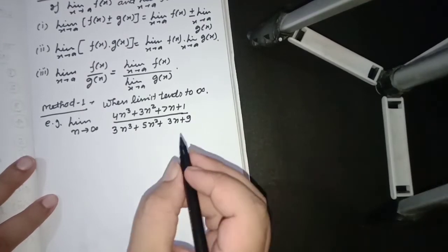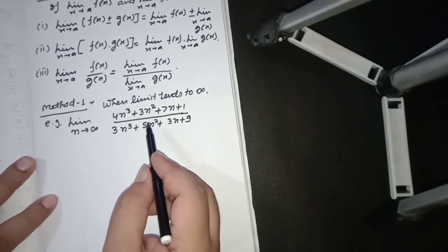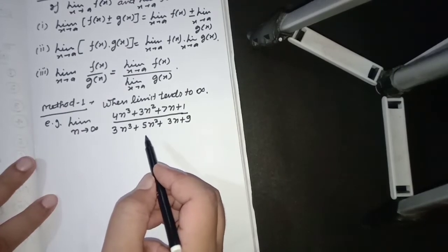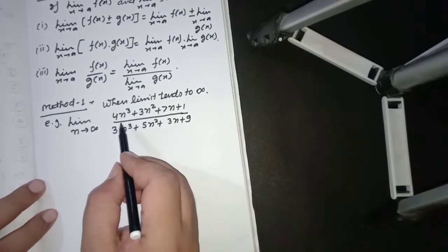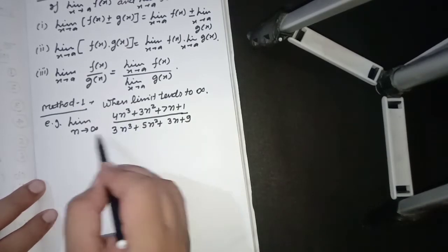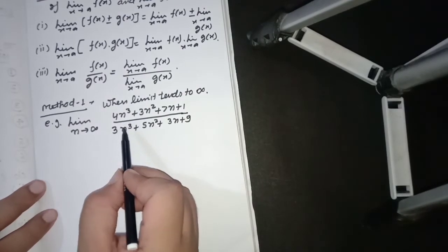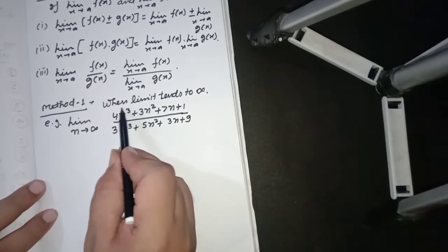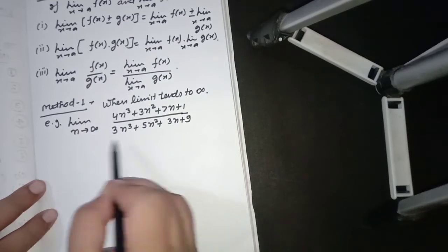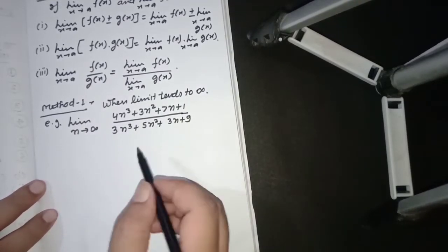Now when the limit is tending to infinity and the terms are in quotient form p upon q form, then here what we will do is divide by the highest power of the unknown quantity, that is n, in the numerator and denominator. Here in both numerator and denominator the highest power of n is n power 3. So we have to divide both numerator and denominator by n cube.